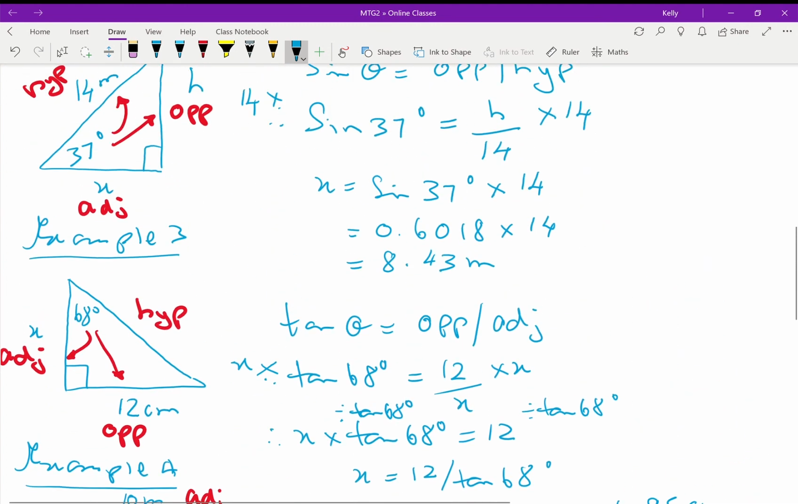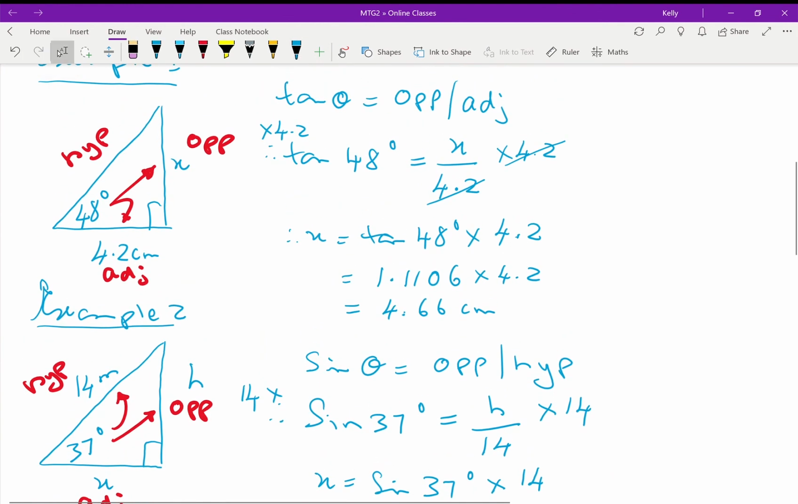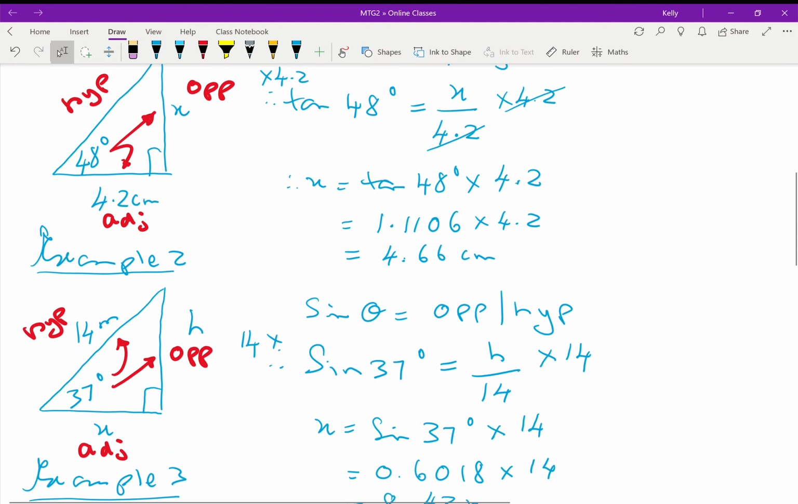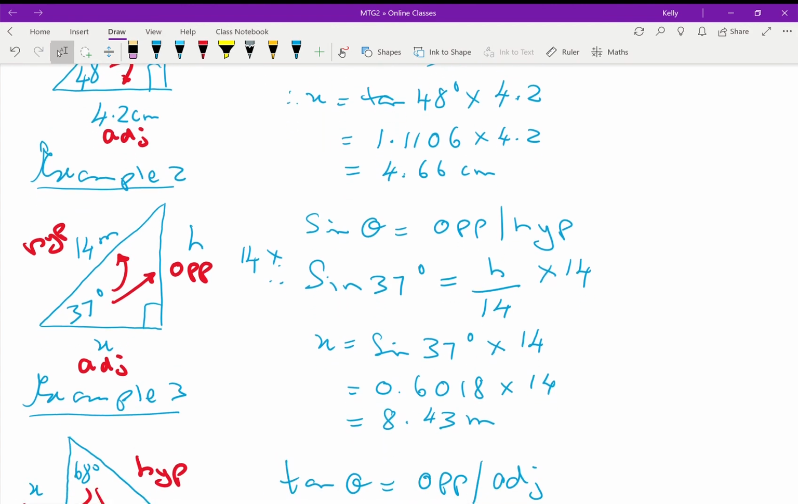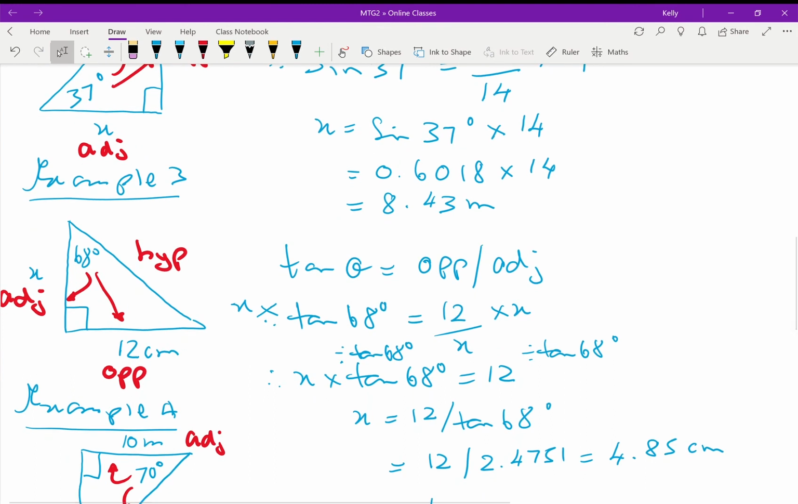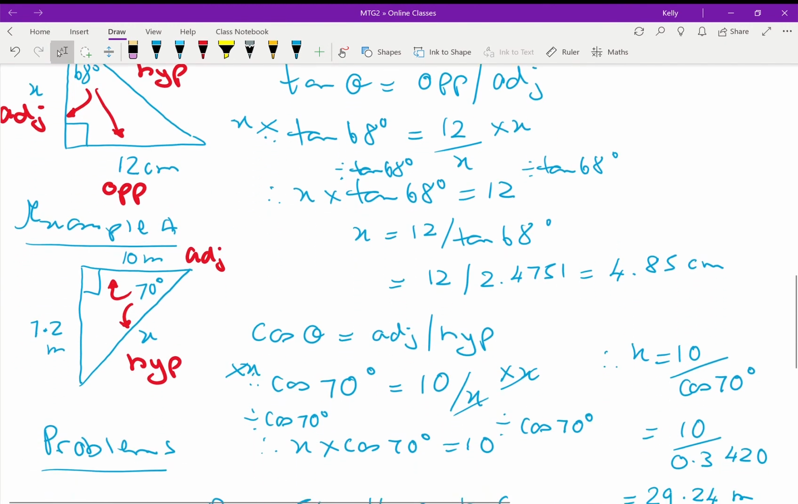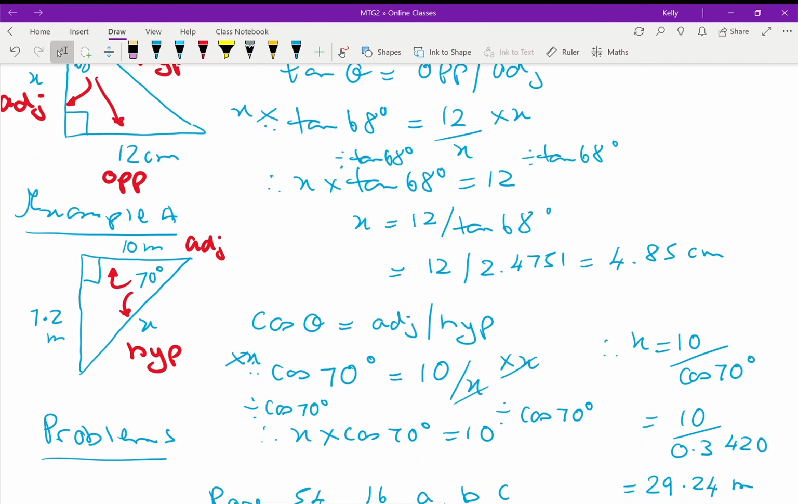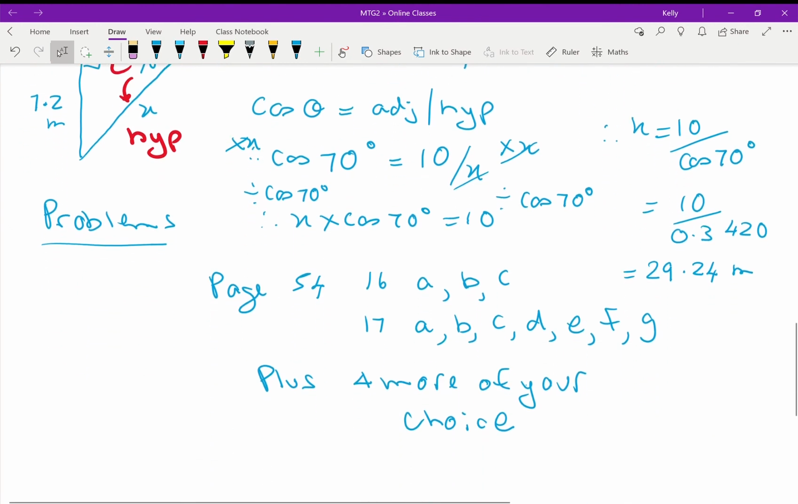Looking at this, we've tried a tan, which is the opposite over the adjacent. We've had a look at a sine, which is the opposite over the hypotenuse. We looked at another tan where we had the x on the bottom, so we had to move that to the top. We did a little bit more algebraic work. And we also looked at a cos, which is the adjacent over the hypotenuse, and we had to move the x up as well.